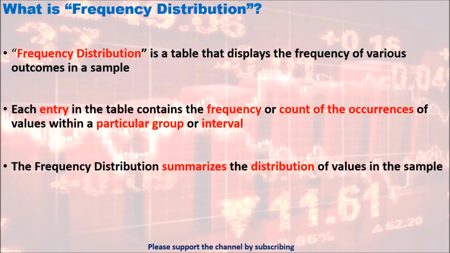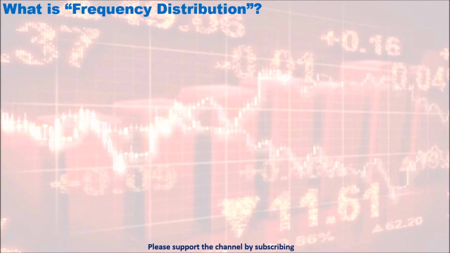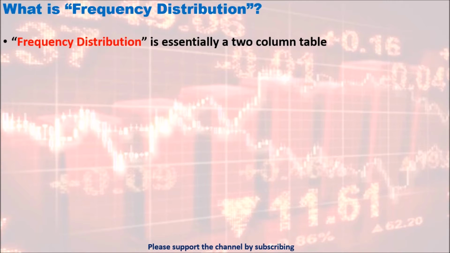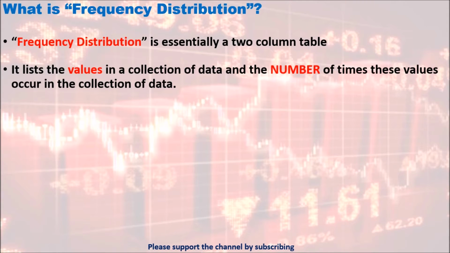Now, why would you do that? Why would you want to put them in a table like that? Because the frequency distribution summarizes the distribution of values. It makes the data easier to understand and analyze. That's a prime reason why you would go through the motion of making the frequency distribution. Essentially, it's a two-column table. It lists values in a collection of data, and the number of times that those values occur in that collection. So basically, the frequency.